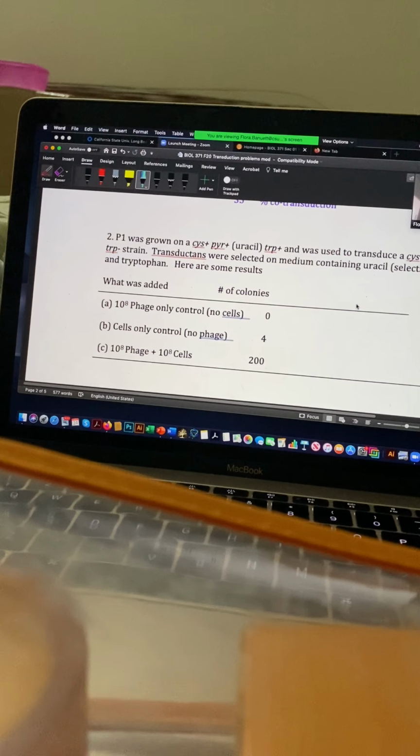These are only the recipient cells that you have tested on the different media. You test and they require cis, they require peer, they require trip. But now you're plating a ton of bacteria. This is not 100, this is 10 million or 100 million cells that you're plating. And you get 4 colonies. Anybody?